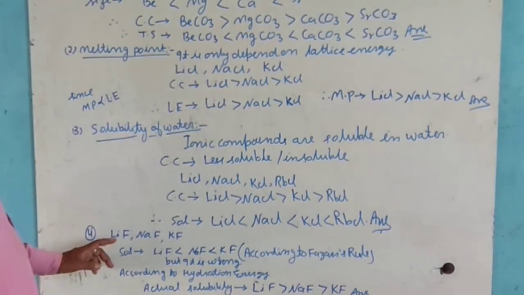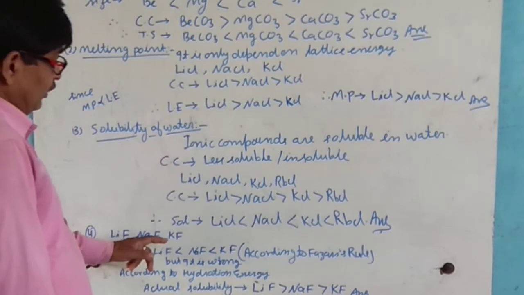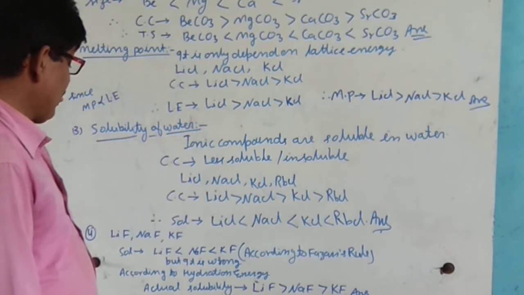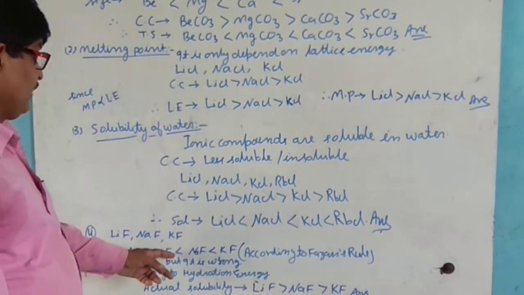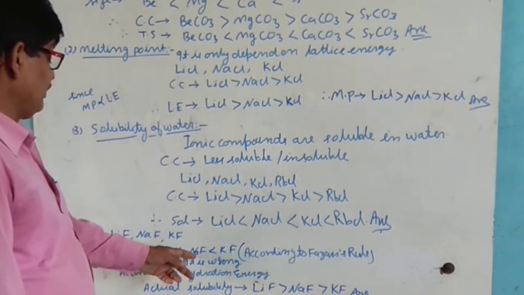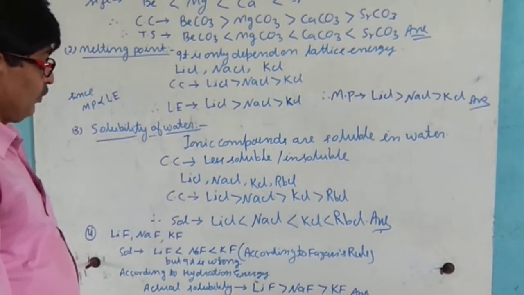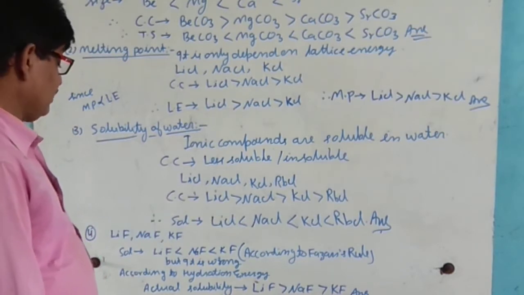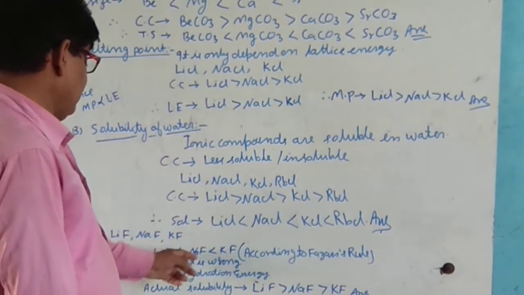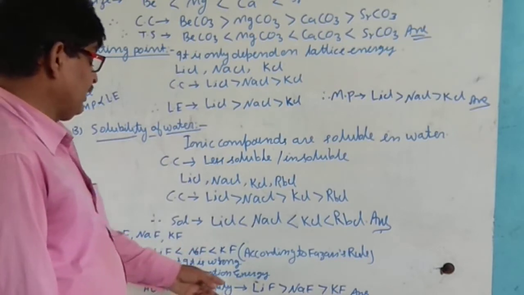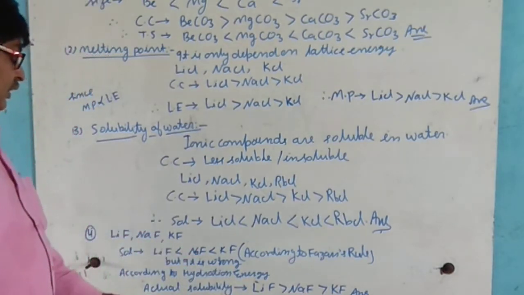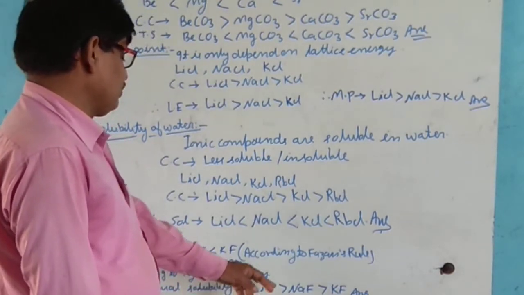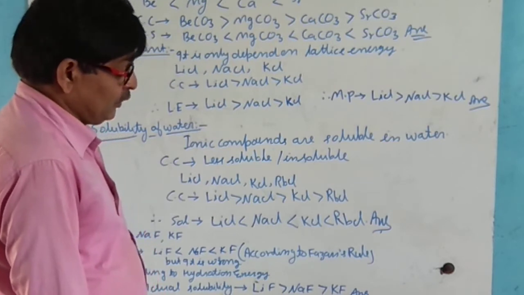Now we take this example: lithium chloride, sodium chloride, and potassium chloride. According to Fajan's rule, lithium chloride is less soluble than sodium chloride, less soluble than potassium chloride, but in nature this is wrong, and it is explained according to the hydration energy. The actual solubility of lithium chloride is greater than sodium chloride and potassium chloride.